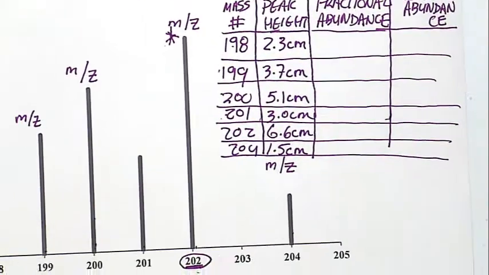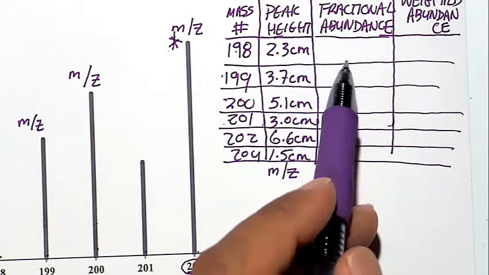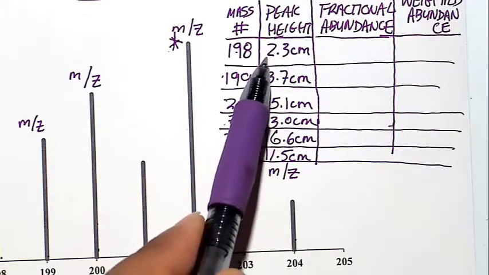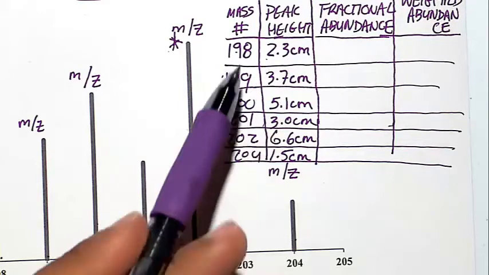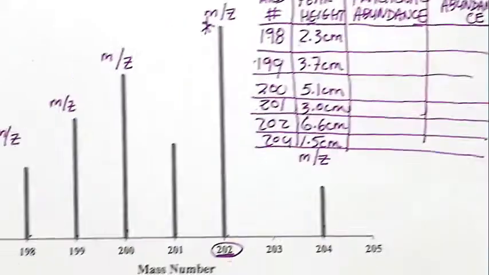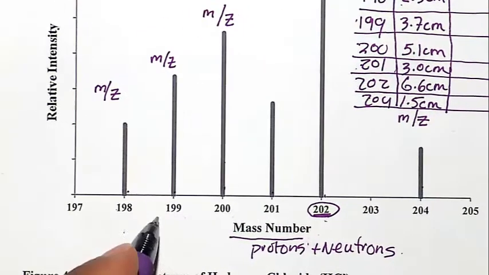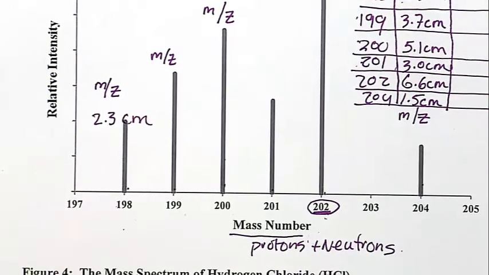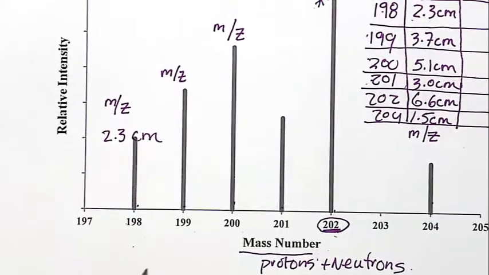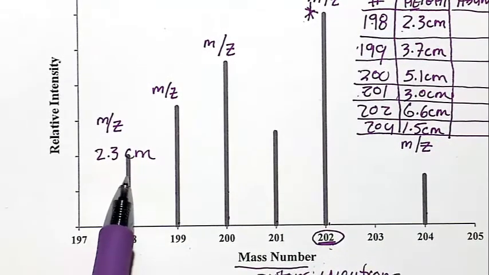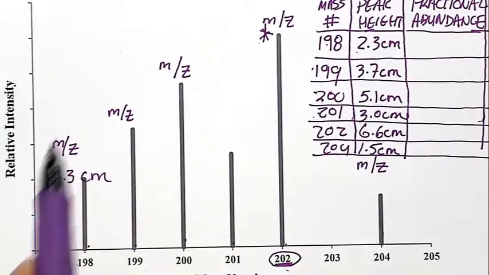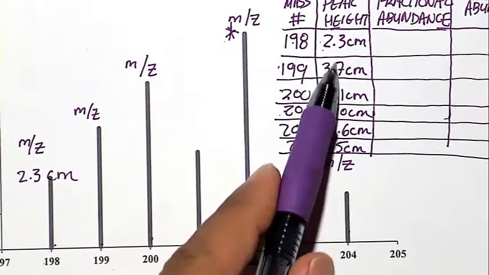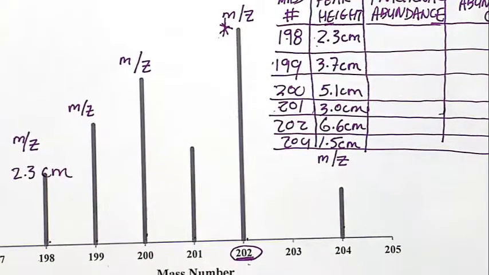So now we will do the fractional abundance. In order to do that, we will take 2.3 divided by the sum of all of the peak heights. So if we look at 198 mass number, it has, as we measured before, a peak height of 2.3 centimeters. Well, what does that peak height contribute relative to all these other peak heights?